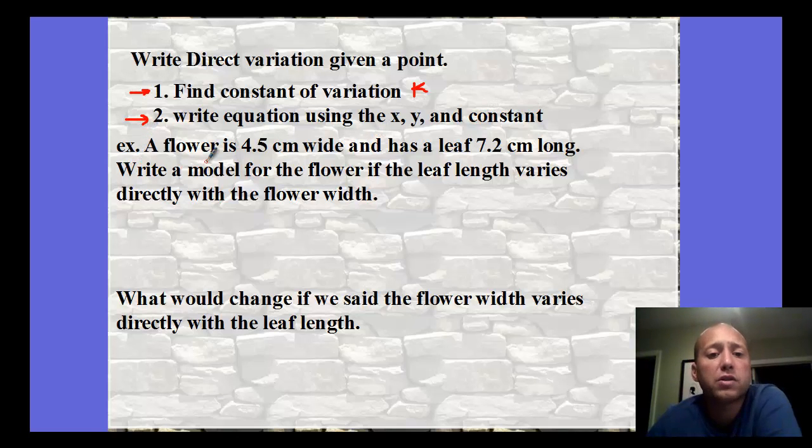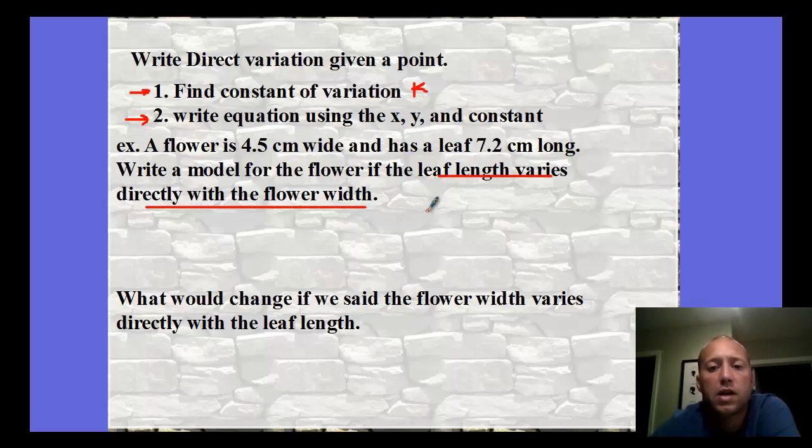So example of that, a flower is 4.5 centimeters wide and has a leaf 7.2 centimeters long. And so we can write a model for the flower if the leaf length varies directly with the flower width. And so if we know that that relationship is always true, that we know there's a direct variation, then we can plug them in. When you write this though, the first statement here, the leaf length is actually what is the isolated variable. So the leaf length here equals our constant of variation times the flower width.